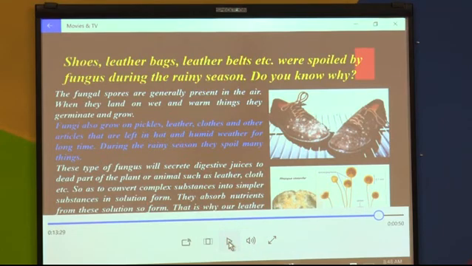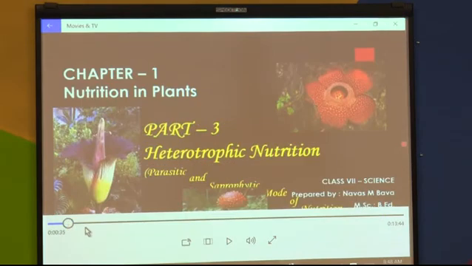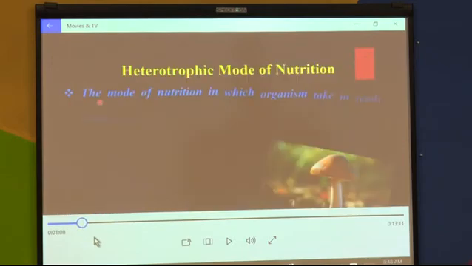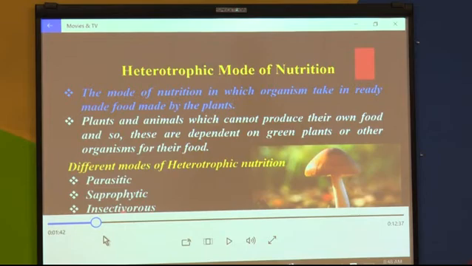So children, what did we discuss today? First we started with heterotrophic nutrition. What does it mean? It is the mode of nutrition in which organisms take in ready-made food made by other plants. They cannot prepare their own food by themselves, so they take food made by other plants and complete their life cycle, depending on other plants for food. These organisms are called heterotrophs, and this type of nutrition is called heterotrophic nutrition.